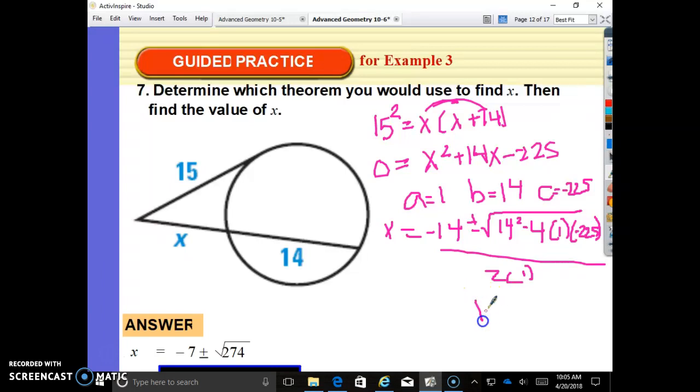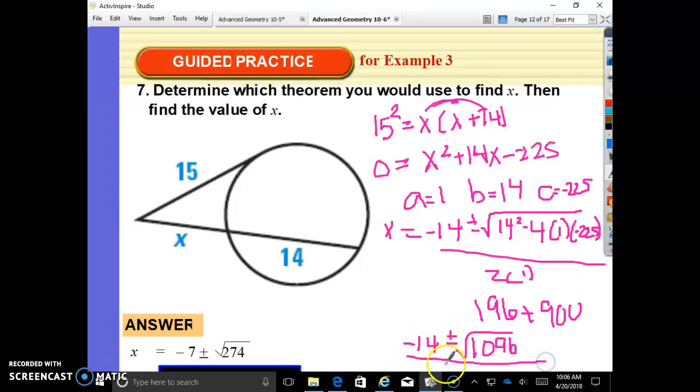14 squared is 196. 196 minus 4 times 1 times 225, negative button equals. So minus a negative, great, because a negative times negative is a positive, so it's going to end up being plus 900. So you're going to have 1,096. So the square root of 1,096. Negative 14 plus or minus the square root of 1,096 all over 2.